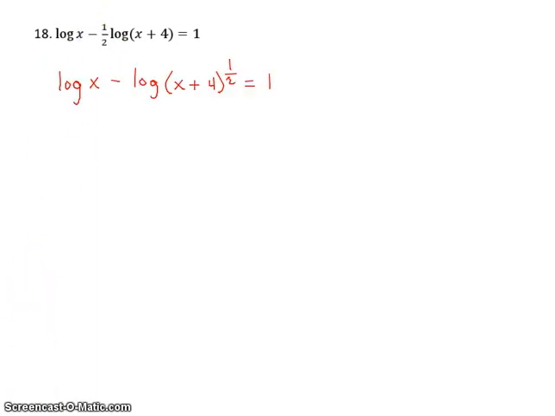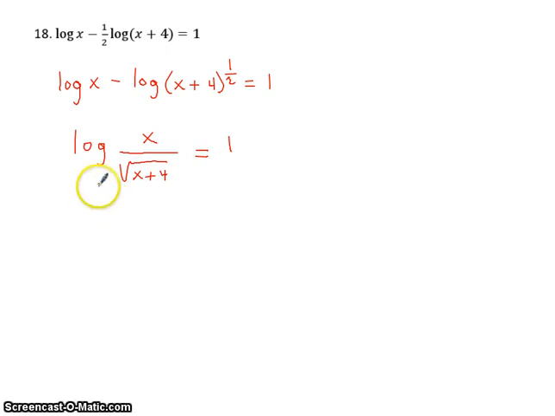Okay, so here we have our power rule. Next thing I'm going to use is the quotient rule, and I'm also going to rewrite a 1/2 power as the square root. So let's do two steps at once here. Alright, so we've condensed into a single log by using the two rules.